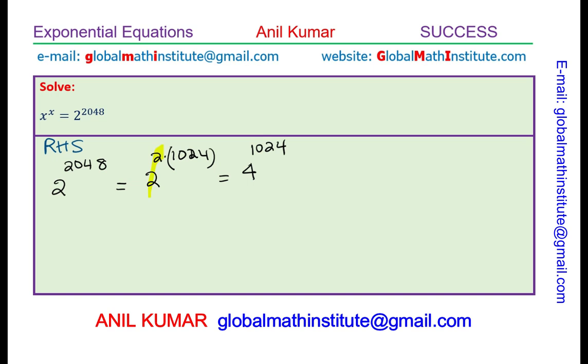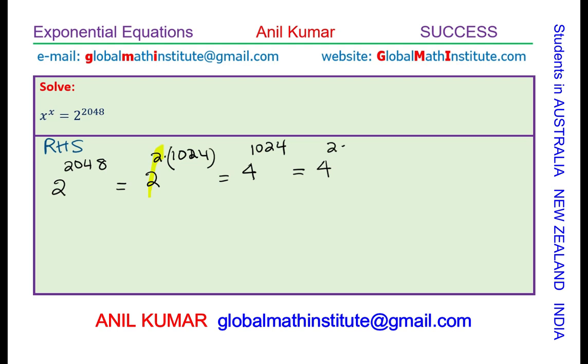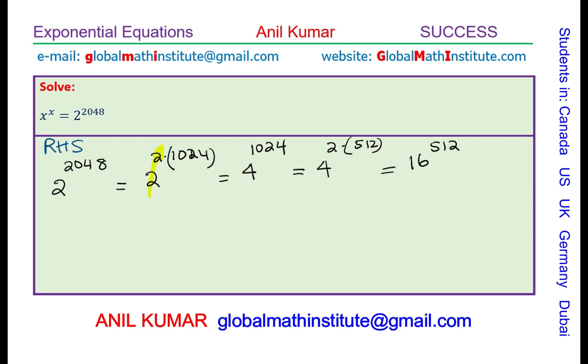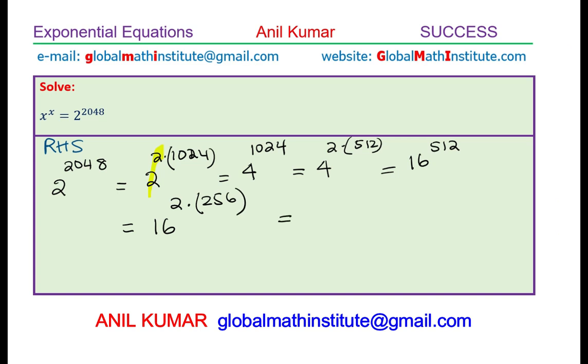We'll go slow and steady. Now it could be written as 4 to the power of 2 times what? 512. 4 to the power of 2 is 16. So that is 16 to the power of 512. Makes sense? You are getting the idea, right? So this could be written as 16 to the power of 2 times what? 2 times 256. So 256. And what is 16 squared? 16 times 16 is also 256. So we get 256 to the power of 256.